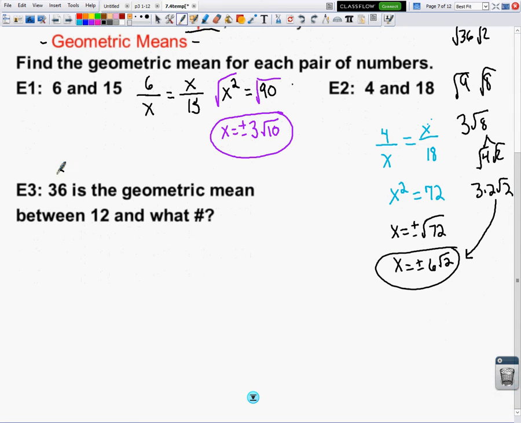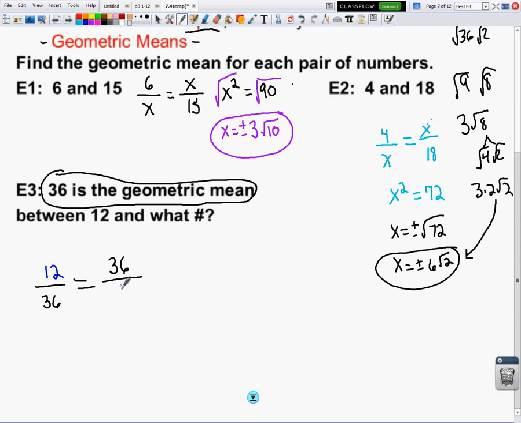In this case, 36 is what? The geometric mean. What does that mean in my proportion? What's going to happen with this 36? It's going to replace where the x's were. It's going to go on the bottom and then on the top. It's going to be put in that proportion twice. What's going to fill in the other two spots then? 12 and x, because they asked me to find what it was a geometric mean between.